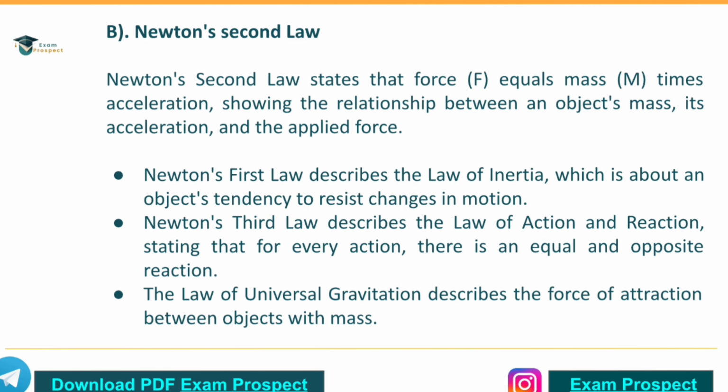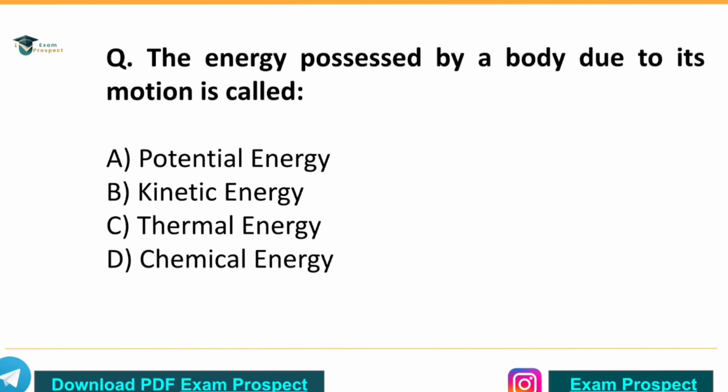And Newton's first law describes the law of inertia, which is about an object's tendency to resist changes in motion. Newton's third law describes the law of action and reaction, stating that for every action there is an equal and opposite reaction. And the law of universal gravitation describes the force of attraction between objects with mass. Next question.